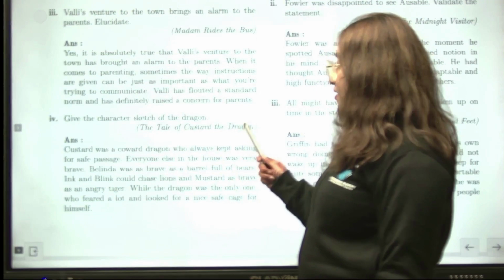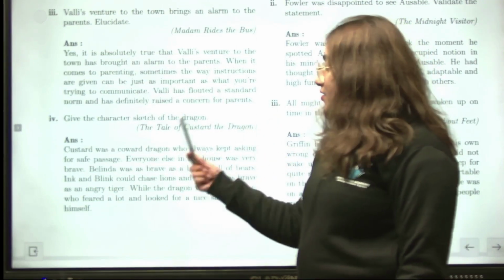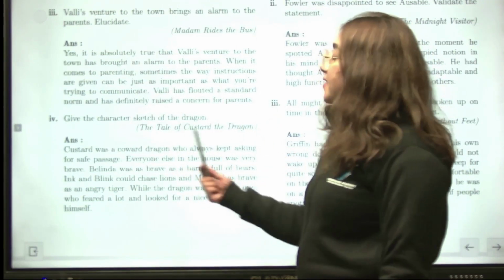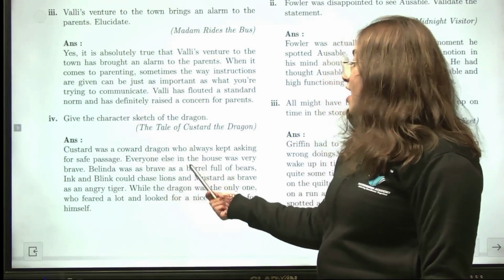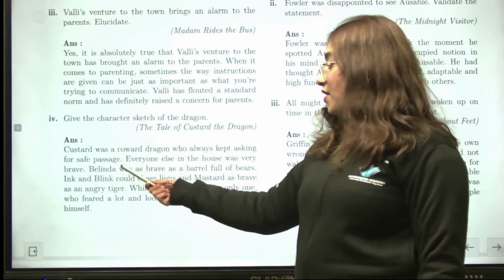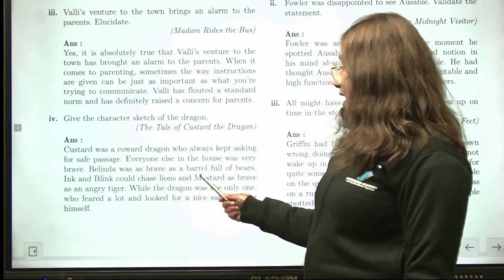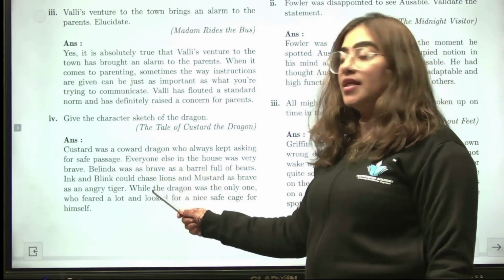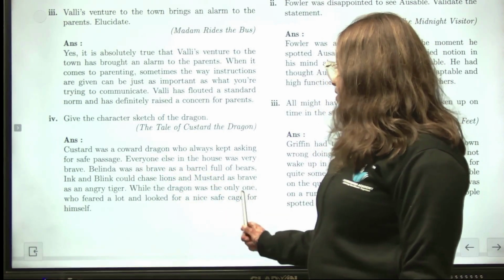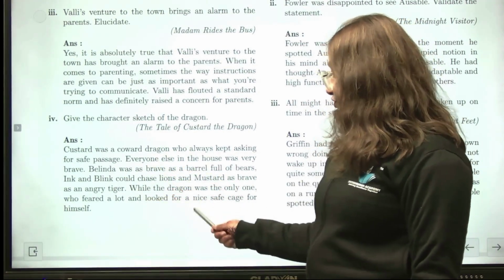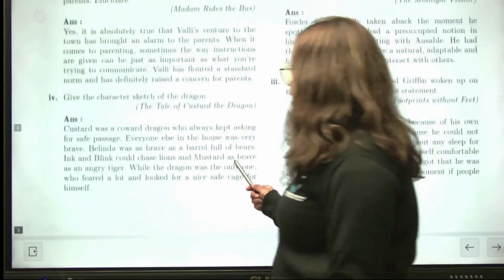Next, give the correct sketch of the dragon. Okay, Custard was a coward dragon who always kept asking for safe passage. Everyone else in the house was very brave. Belinda was as brave as a barrel full of bears. Ink and Blink could chase lions, and Mustard was as brave as an angry tiger. While the dragon was the only one who feared a lot and looked for a nice safe cage for himself.